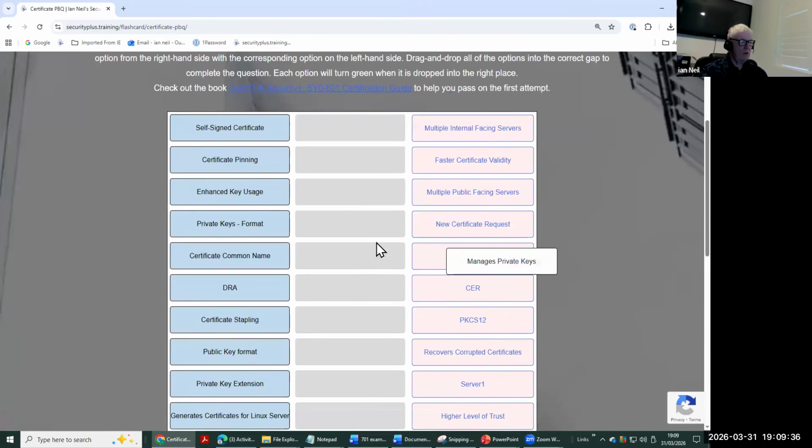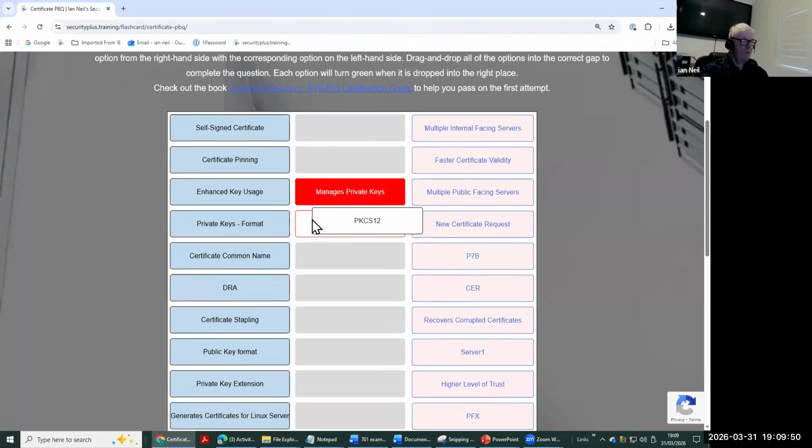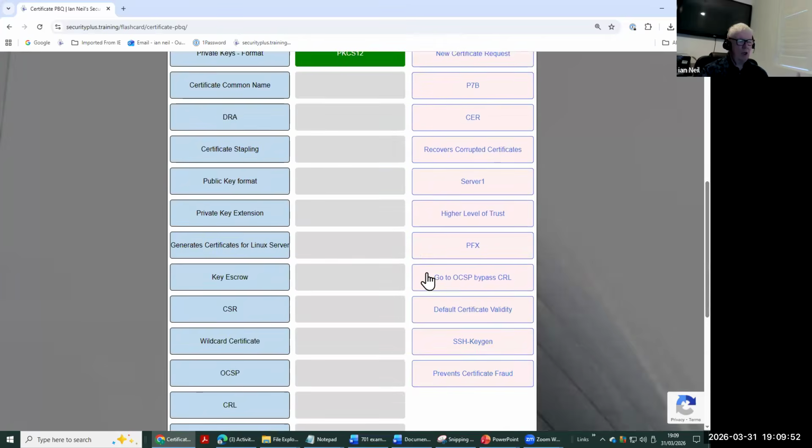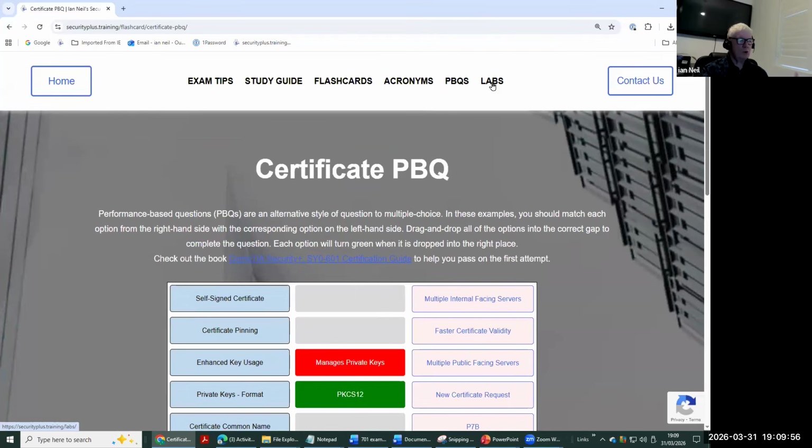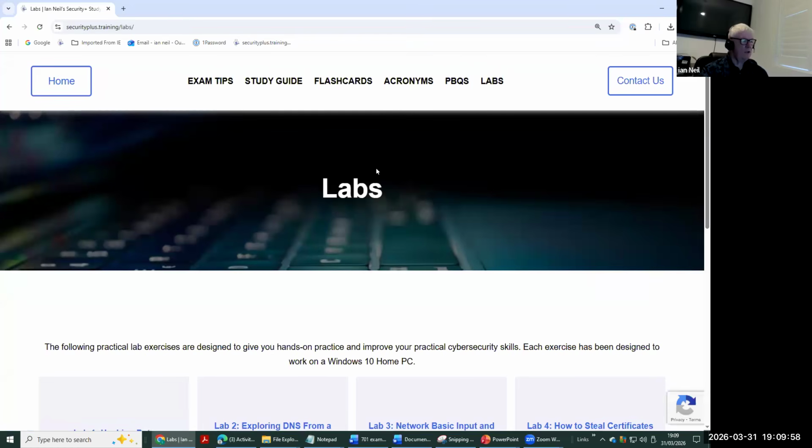I've also got this thing here, PBQs. So if you think you've got the right answer and you drag it across, oh dear, I've got the wrong answer. So what I'm looking for is to match the right answers up. So the private key format, up it goes. You can see this is reducing. And there's also labs at the back end.